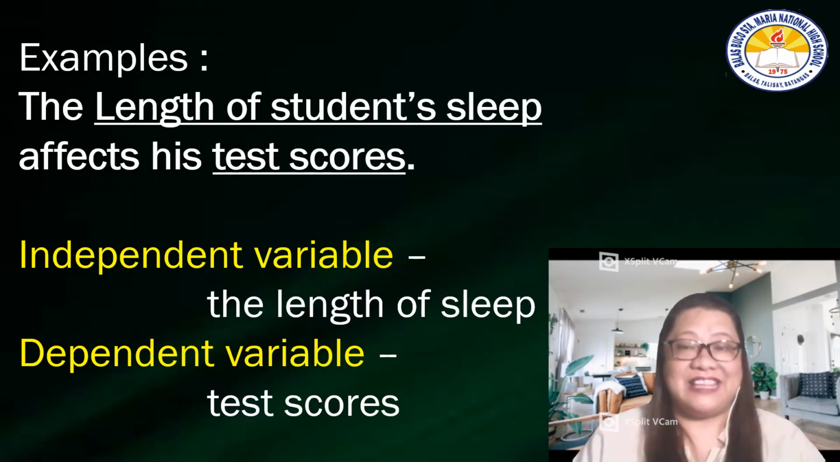Let us have this example. The length of student's sleep affects his test scores. In this given example, the independent variable is the length of sleep. On the other hand, the dependent variable is the test scores.